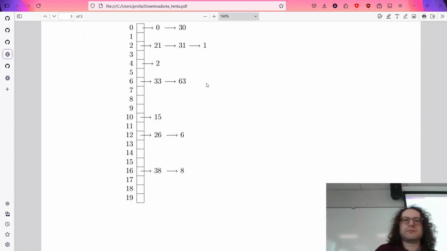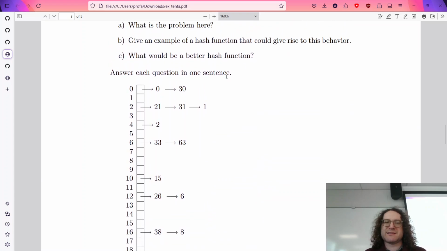There's multiple collisions going on. Yeah, but that's going to happen in chaining. That's the entire point of chaining. But what specifically is bad? Too many empty spaces, right? We have a lot of empty spaces here. So it's not got a good distribution.